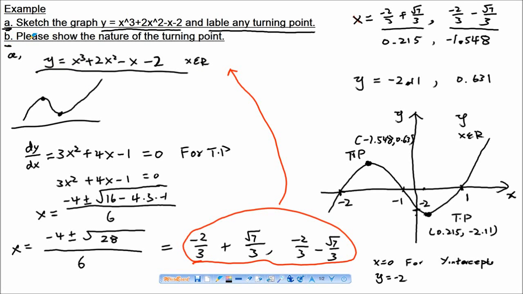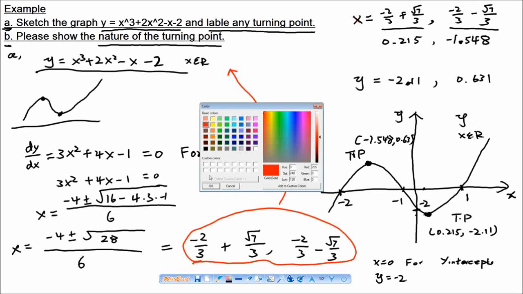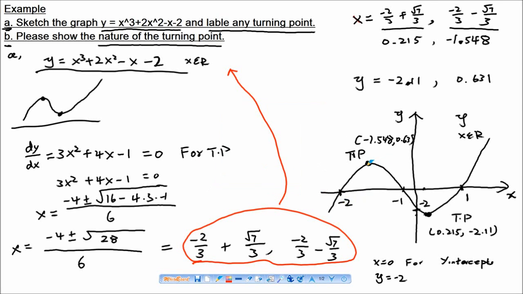Now let's look at question B. In question B, they ask me to show the nature of the turning point. The nature of the turning point means whether the turning point is a local maximum or a local minimum turning point.